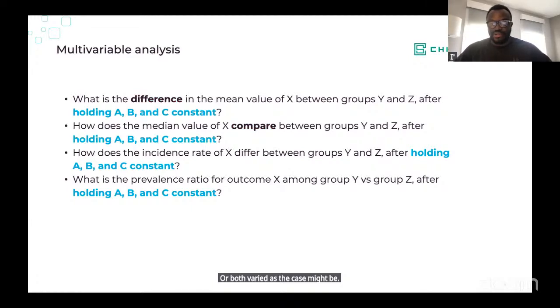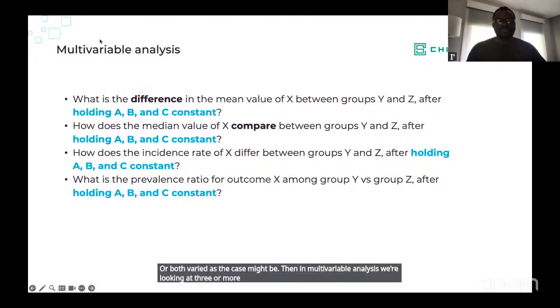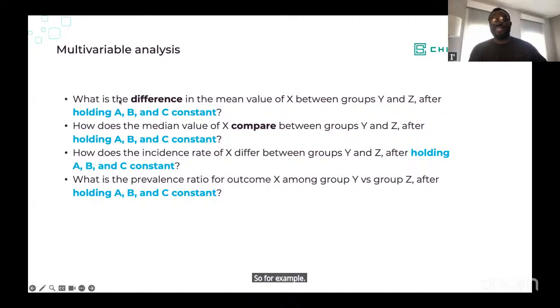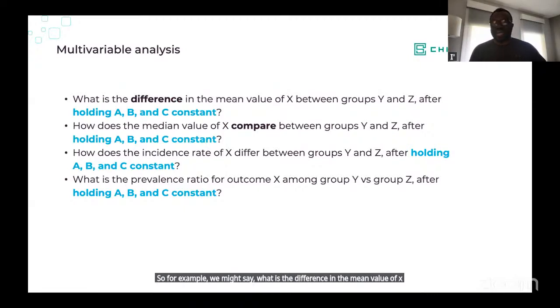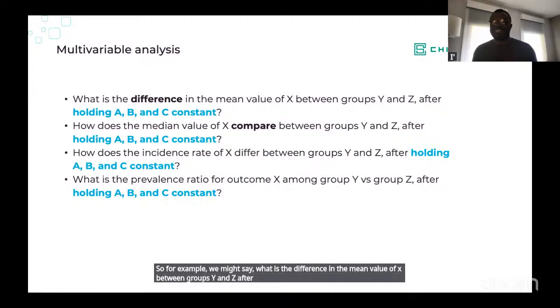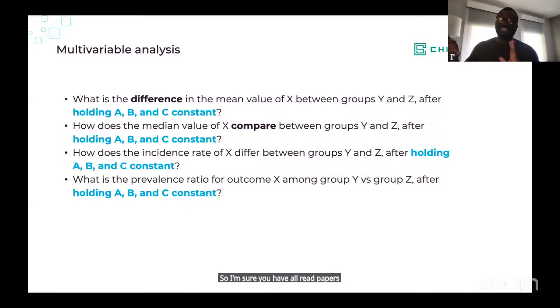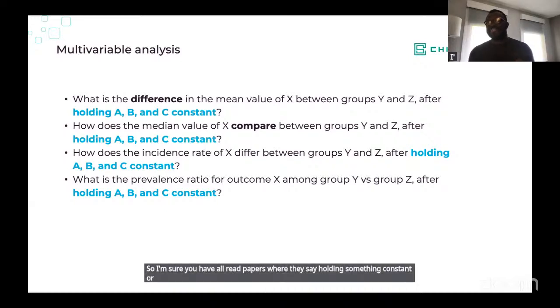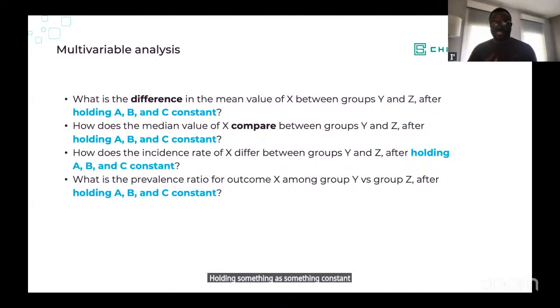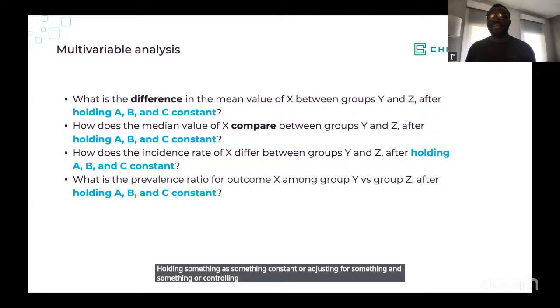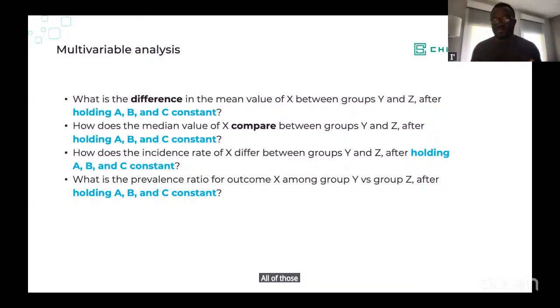Then in multivariable analysis, we're looking at three or more variables. So for example, we might say, what is the difference in the mean value of X between groups Y and Z after holding A, B, and C constant? I'm sure you have all read papers where they say holding something constant, or controlling for X, Y, and Z, or adjusting for X, Y, and Z. Whenever you see those terms, they're talking about multivariable analysis.